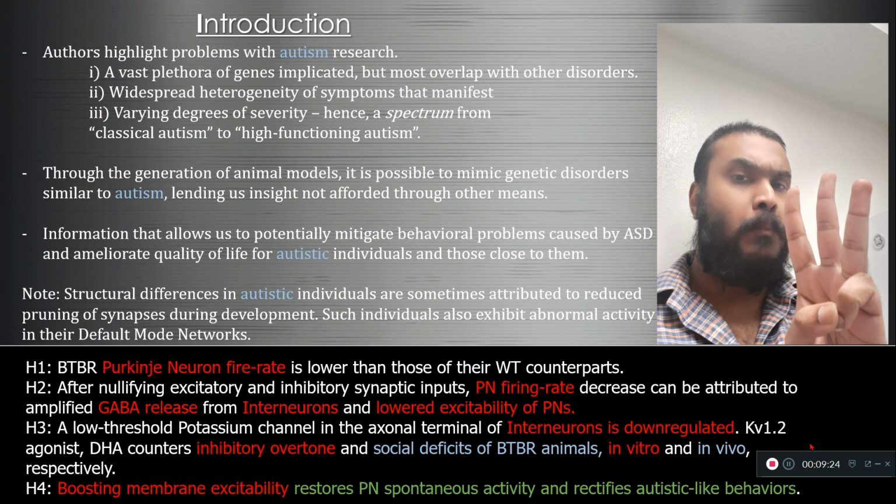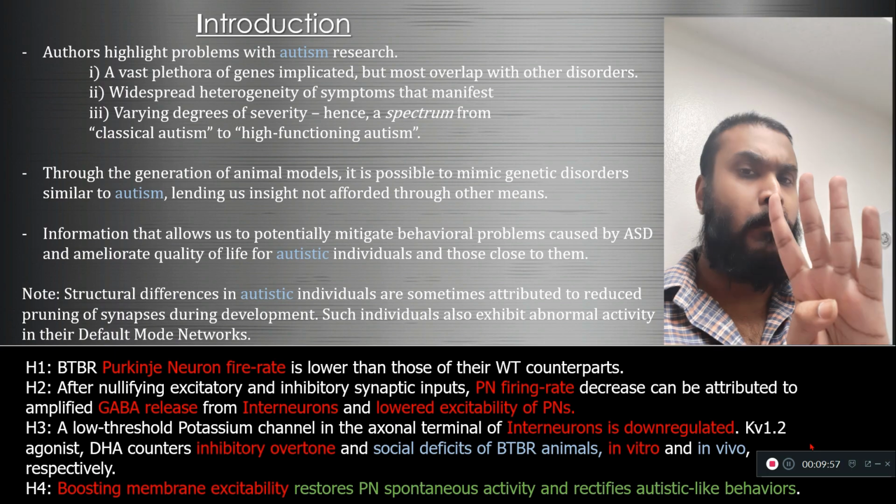DHA is the Kv1.2 antagonist; Kv1.2 is the name of the potassium channel. DHA seems to counter the inhibitory overtone and the social deficits of BTBR animals in vitro and in vivo, respectively. So this helps to counter Purkinje neuron firing rate being low, and it helps regulation kick in better and more efficiently. And then we have hypothesis 4, which stacks with the thing from hypothesis 3, and they would work together if they both turned out to be true.